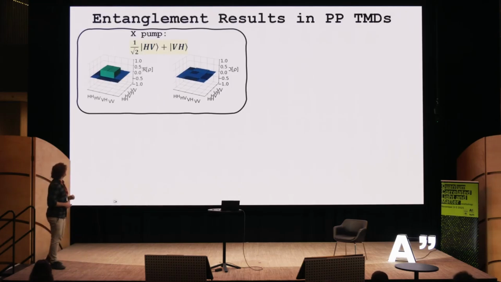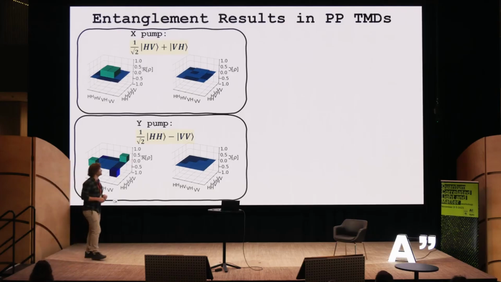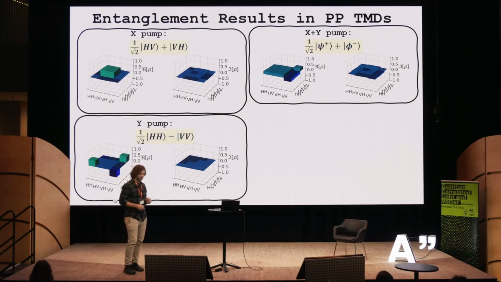So this is what we've done. We've pumped at different states, and we've built a quantum state tomography setup, and we can see we've generated the state HV plus VH. Rotate the pump polarization, we can make the state HH minus VV. We can also make something in between, so we can make a superposition of both of these entangled Bell states.